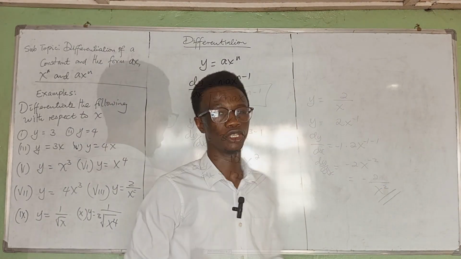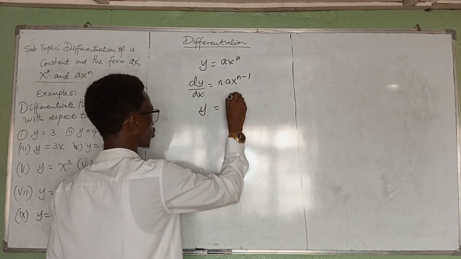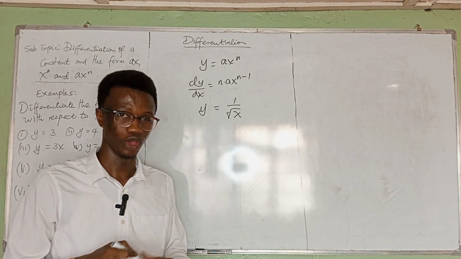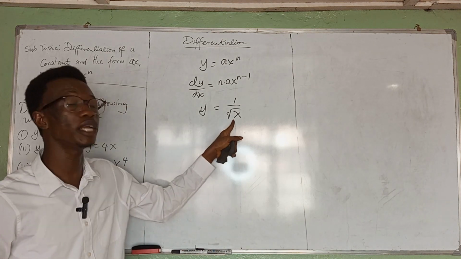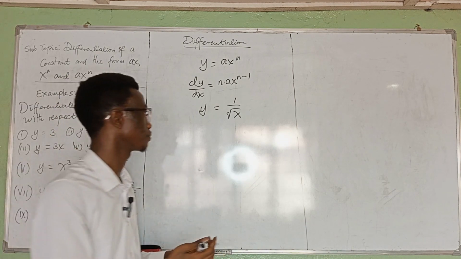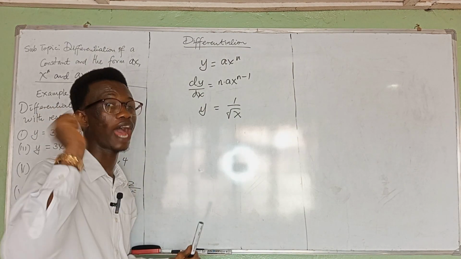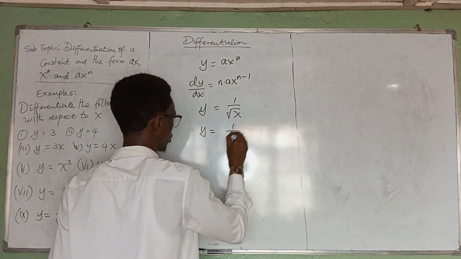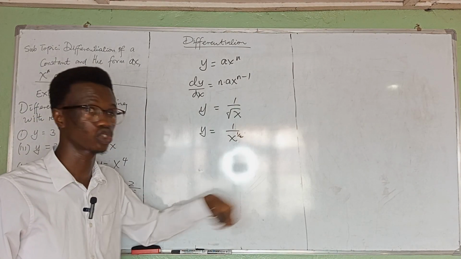Now let's look at the other. Let's look at the last two problems. The other one just says y equals 1 over root x. There are two stages you have to carry out before you differentiate. The first one is to change this one from a root to a power. We know that square root is the same as the variable raised to the power half. That's the first thing you have to know. So this is the same as 1 upon x raised to the power half. The second thing is to change this one to a whole number.